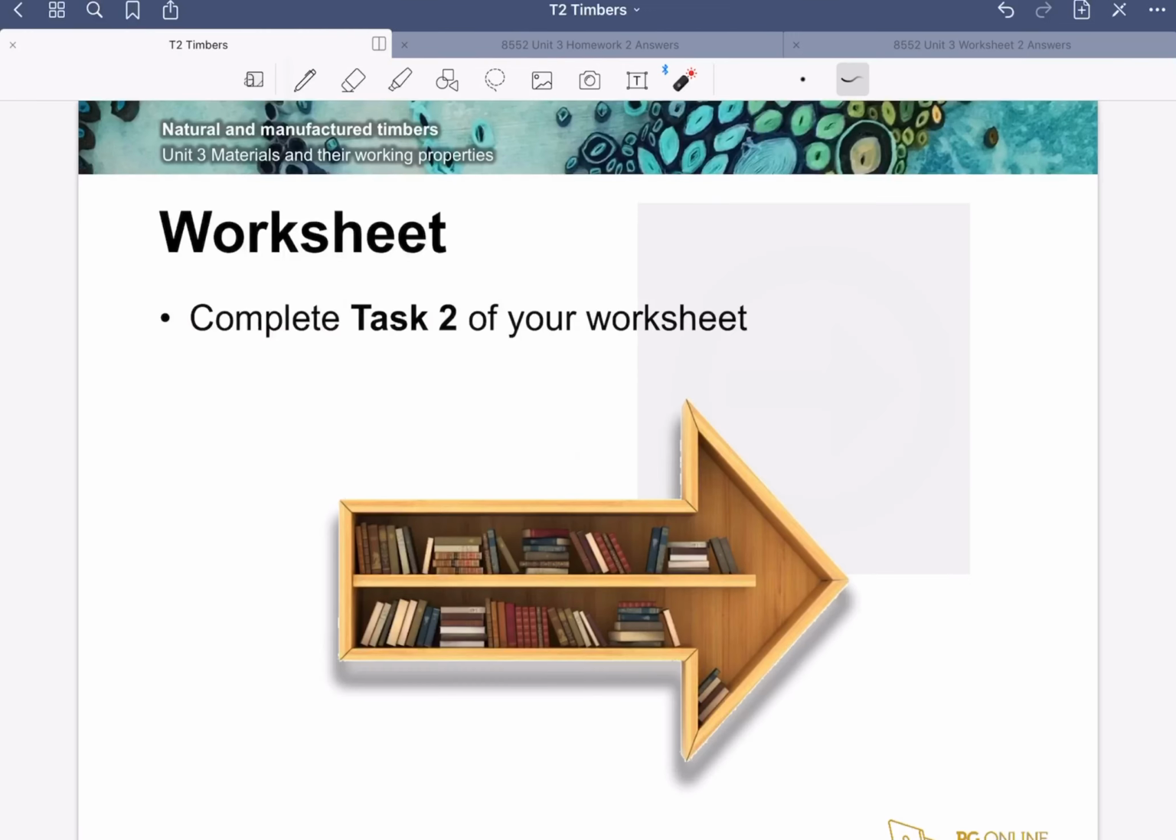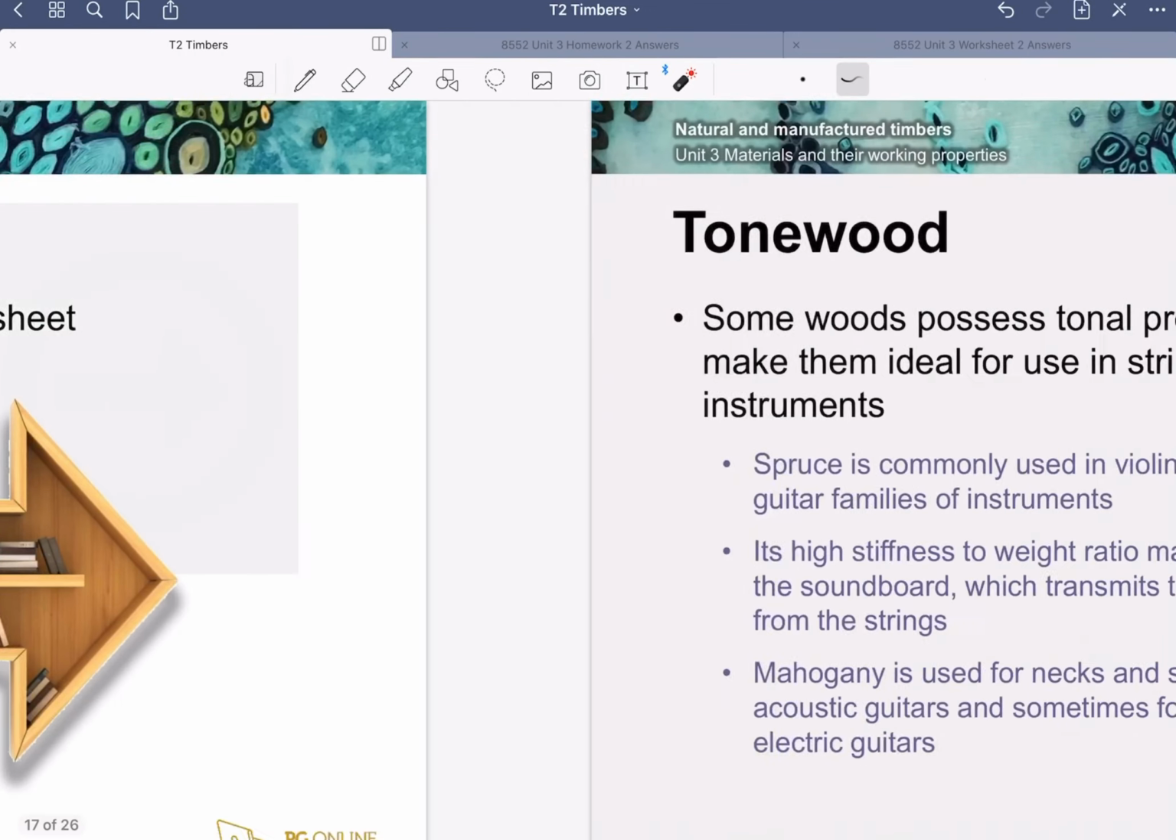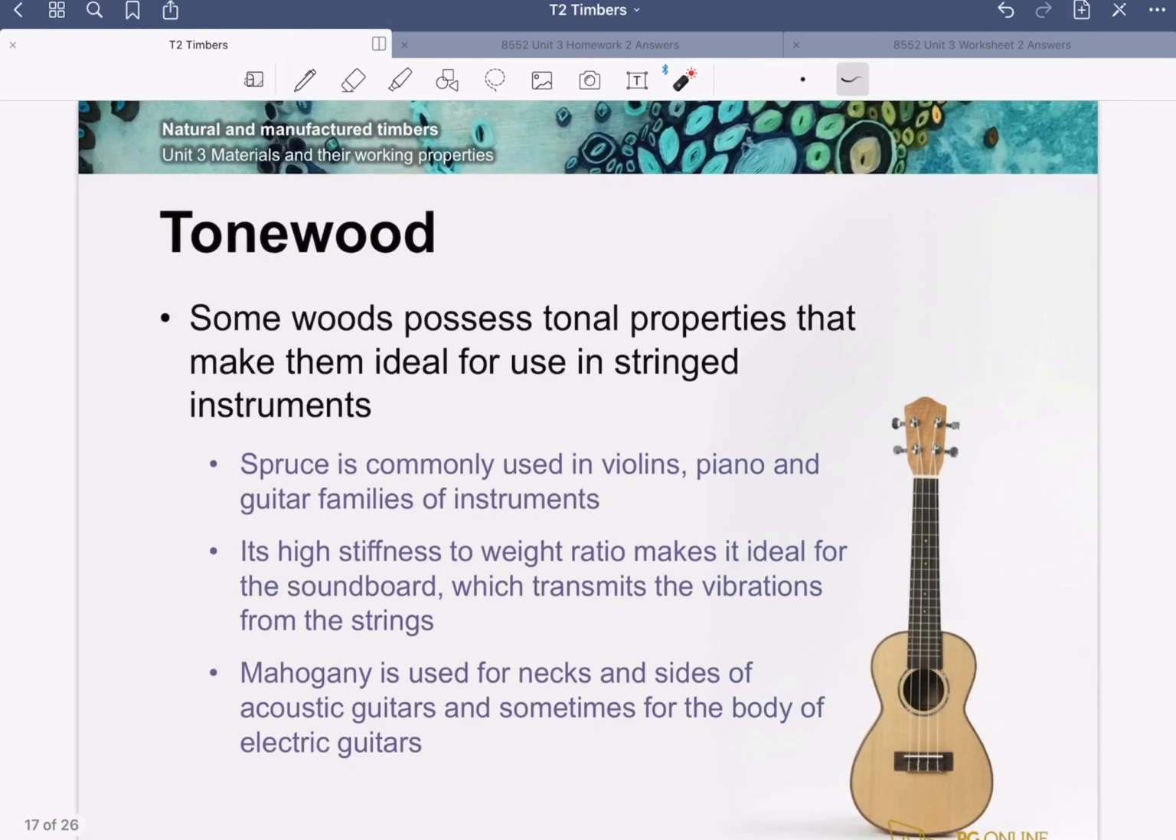So back to the main worksheet. Let's go through the rest. So tone wood. Some wood possesses tonal properties that make them ideal for stringed instruments. So spruce is commonly used in violins, pianos, guitars, that collection of instruments. Great stiffness to weight ratio, as it says there, make it ideal for soundboards and great for vibrations.